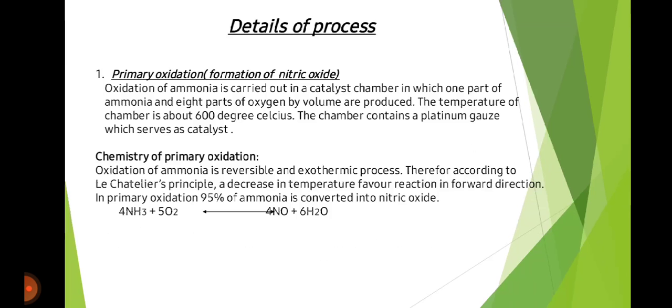Therefore, according to Le Chatelier's principle, a decrease in temperature favors the reaction in the forward direction. As you all know, according to Le Chatelier's principle, if a process is exothermic, then decreasing temperature will increase the formation of the product. So that is why decreasing the temperature will favor the reaction in forward direction. In primary oxidation, 95% of ammonia is converted to nitric oxide.